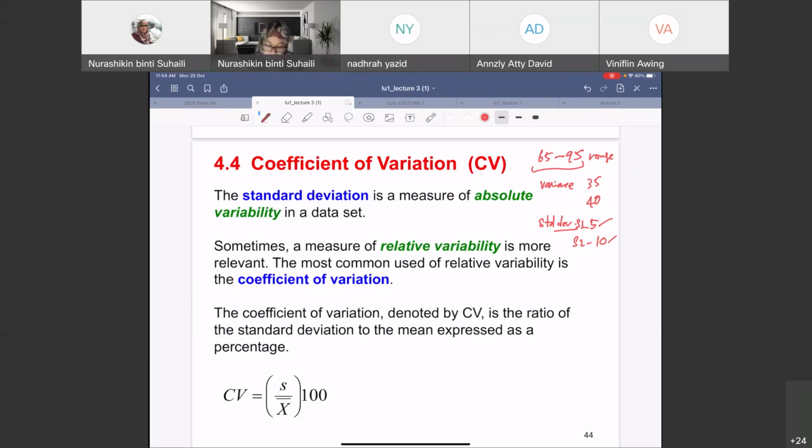So how does it differ from standard deviation? It is normalized, meaning that this is actually the standard deviation, and it is normalized over the mean value, the mean, and multiplied by 100. Let's say like this.